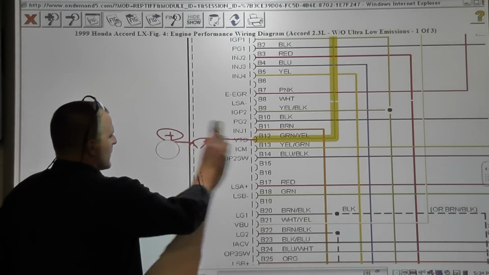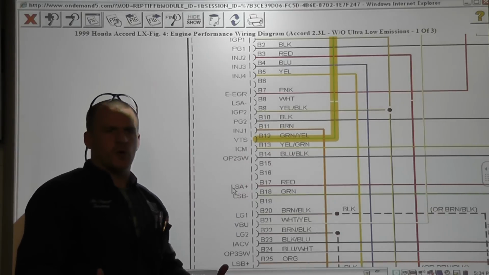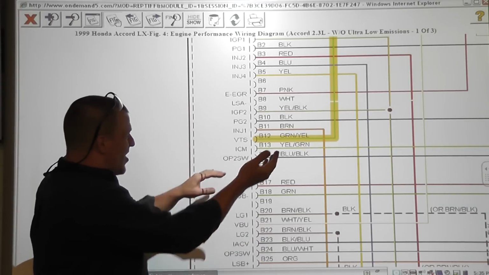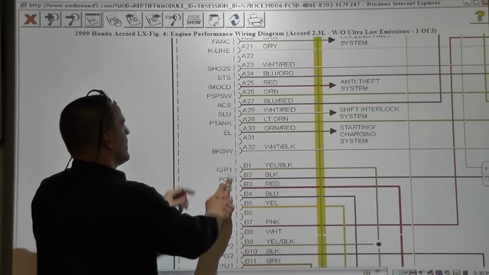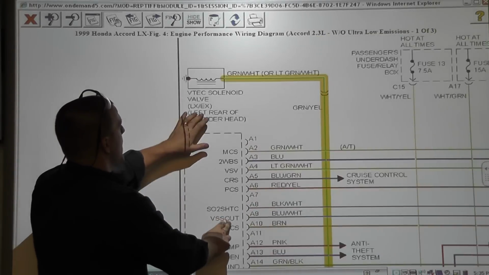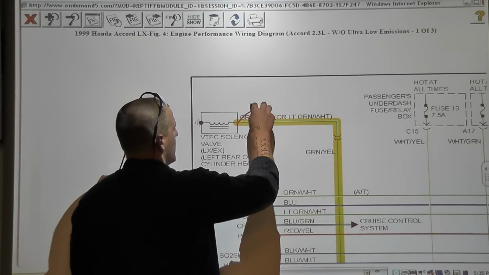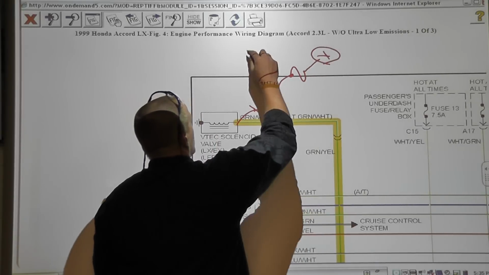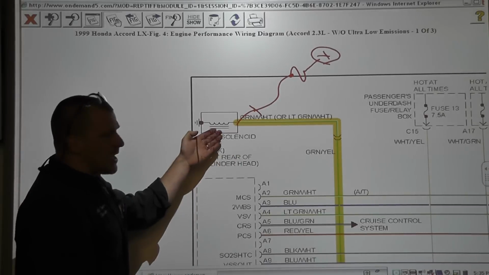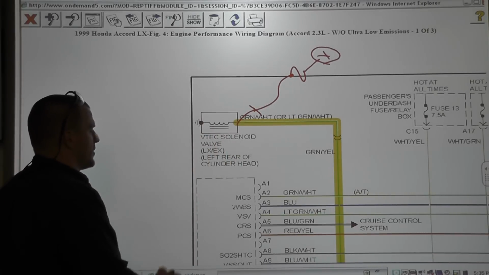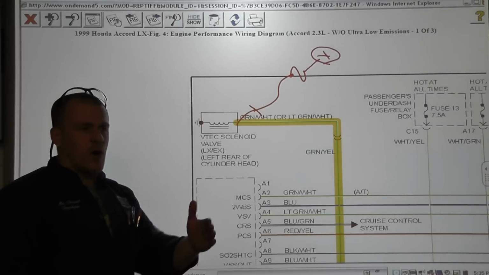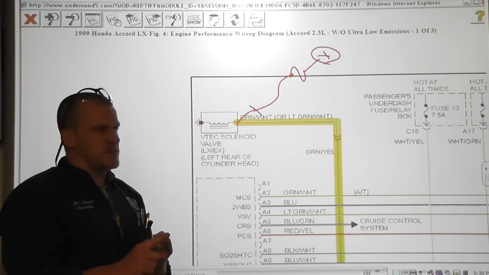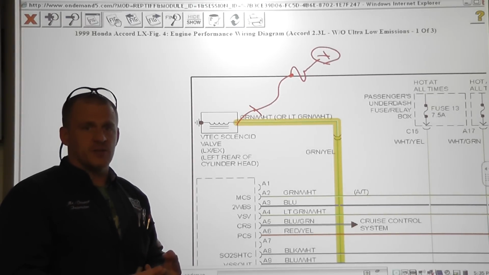So what we want to do, having no bidirectional controls, we can't force this to change its state with a scanner. That would be ideal. What we're going to do, knowing with confidence that that wire gets a power, we're going to take a T-pin right here, and we're going to use a fuse jumper wire to battery positive. With the engine running, we're going to energize the VTEC solenoid while we're watching the switch input that we just looked at. Watch that switch input change. So that's what we're about to do. Energize the VTEC solenoid, watch the input change.